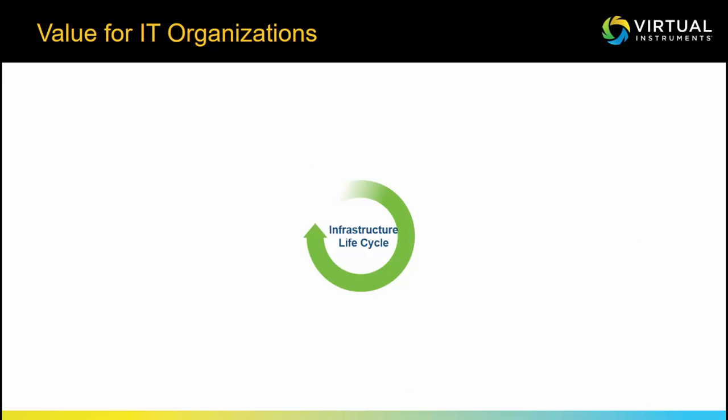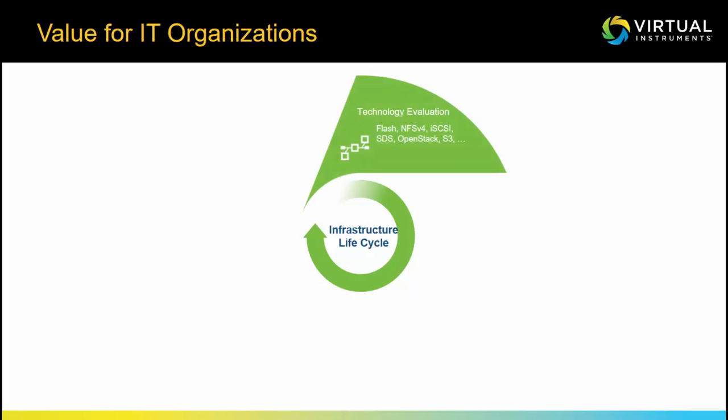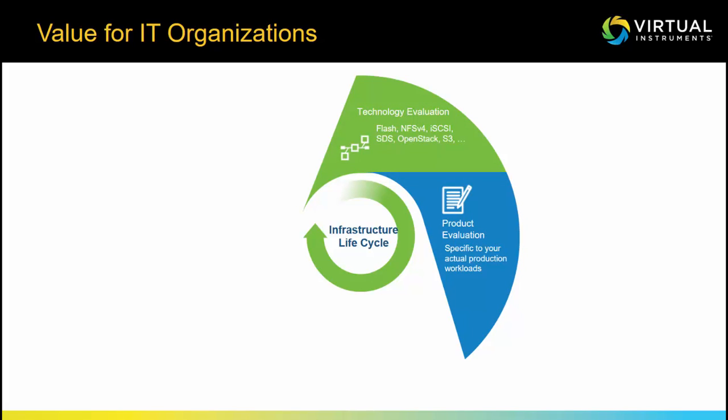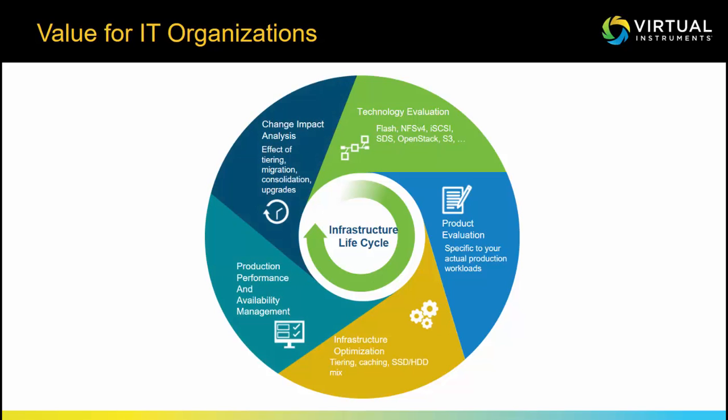The Enterprise product is used to solve many problems corresponding with the lifecycle of file, block, or object storage infrastructure. Typically, the lifecycle starts with technology evaluation, then product evaluation. Once you've selected your platform, you can optimize your configurations. Once you're in production, you can use Enterprise to identify and fix problem workloads. And finally, you can mitigate the risks of changes by testing them in the lab before you deploy to production.